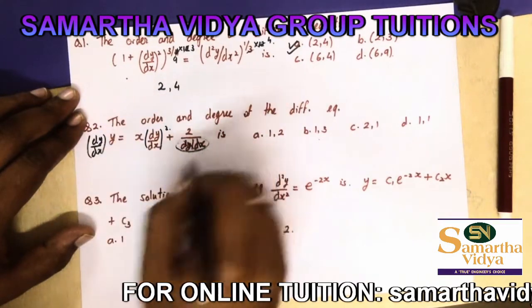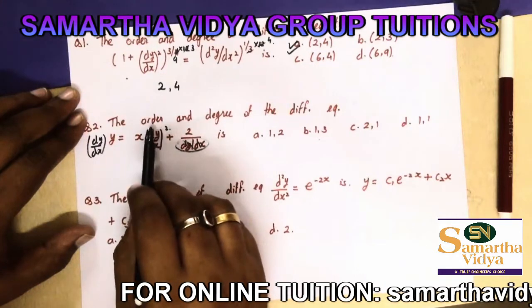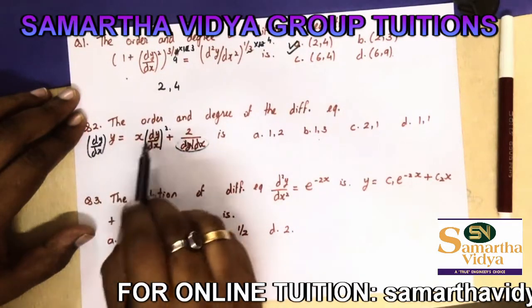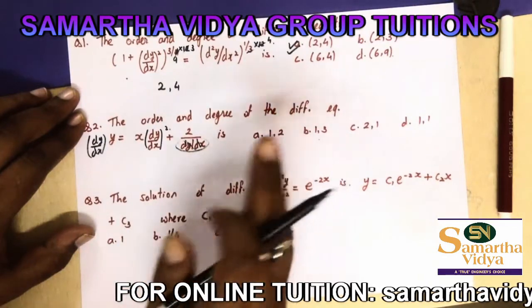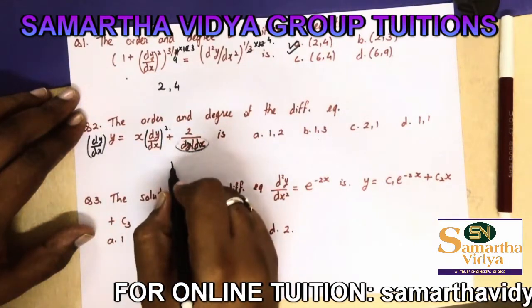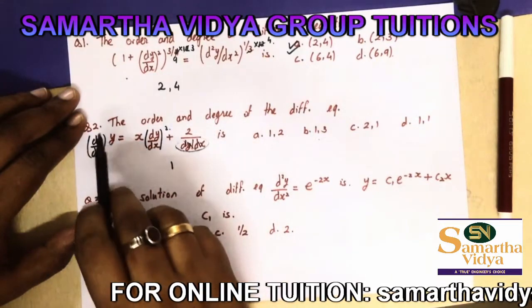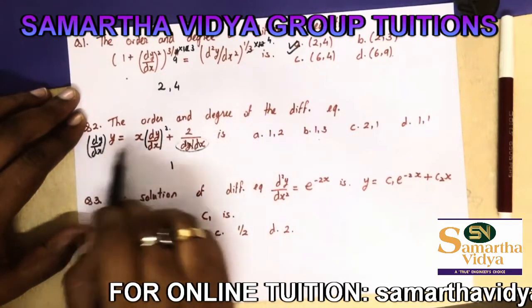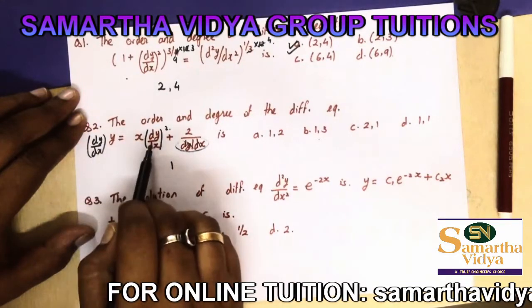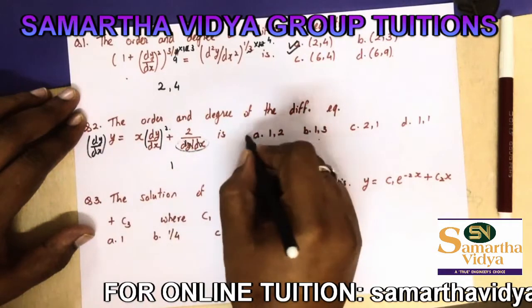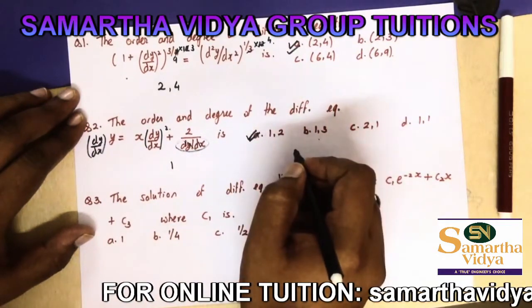So ignoring this, now let us find the order. You can see only a single derivative has been taken. There is no double derivative or triple derivative. So order is 1. And we need to see the degree. Because there are 2 differential terms with the same order, we have to check the highest degree. So that's 2. So again 1, 2 is the answer, that is A.